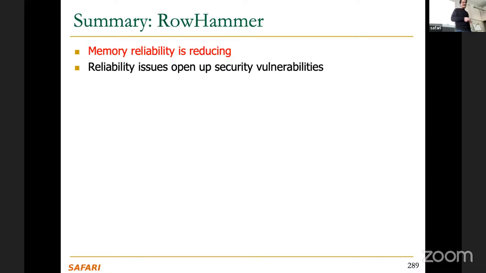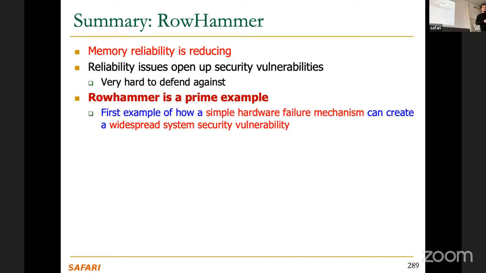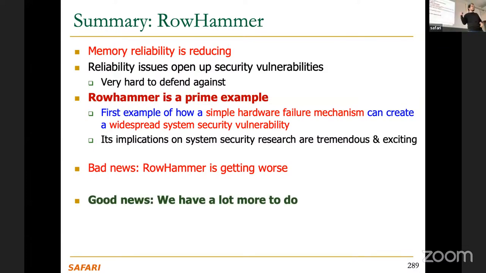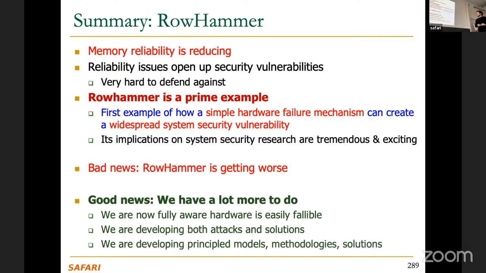So the summary is, memory reliability is getting worse, and it opens up new security vulnerabilities, and safety, reliability, dependability and availability vulnerabilities actually. And these are very hard to defend against, and RowHammer is a prime example of that. It's the first example of a simple hardware failure mechanism that can create a widespread system security vulnerability. And we have seen its implications on security research and architecture research, actually. Bad news is it's getting worse with technology scaling. But good news is we have a lot more to do. So that's good news, I guess, for researchers, not the general public.